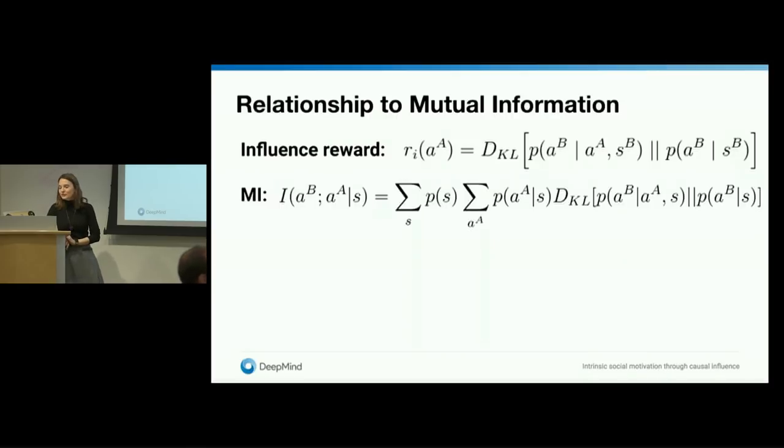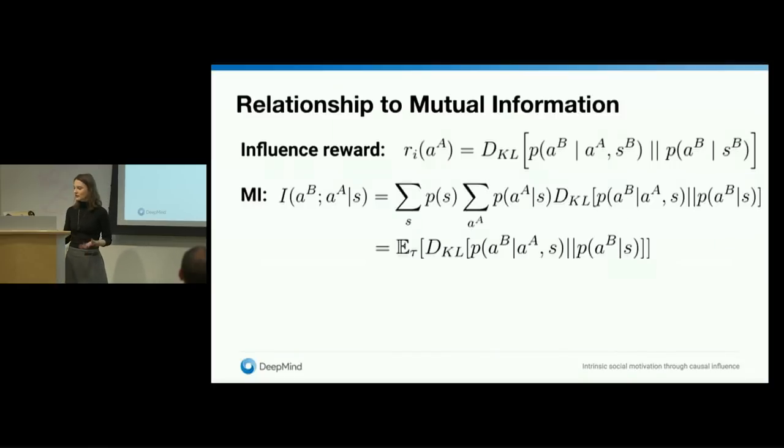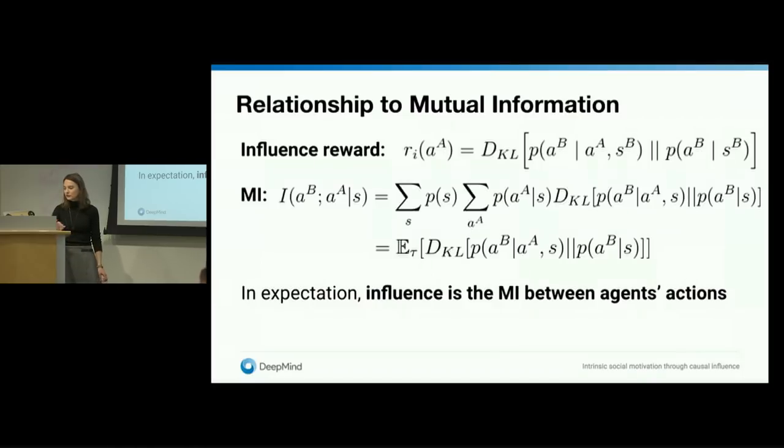We also show that the causal influence reward is related to the mutual information between agents' actions. So you can see the reward is here. For the full mutual information, you have to sum over all the states and all the actions that A can take. But as you're generating a bunch of random trajectories and random episodes of the environment, you're effectively doing a Monte Carlo estimation of exactly that. You're taking a lot of samples of the state and a lot of samples of the actions. So in expectation over your reinforcement learning model, where you keep randomly sampling, you're getting the mutual information between their actions. So you're basically saying agents should maximize the mutual information between their actions, which is another reason why we think this could help with cooperation or coordination, if you will. So in expectation, the influence is mutual information.